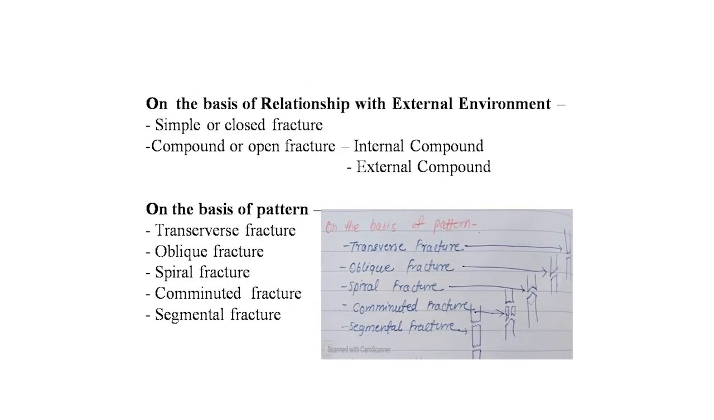Now, on the basis of the relationship with the external environment: simple or closed fracture, and compound or open fracture. Compound or open fractures are of 2 types, internal compound and external compound. And 4 types of fracture are on the basis of the pattern. Here is the picture you can watch: transverse fracture, oblique fracture, spiral fracture, comminuted fracture, and segmental fracture. All are seen in this image.